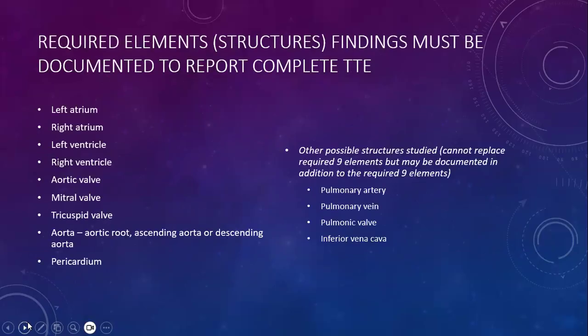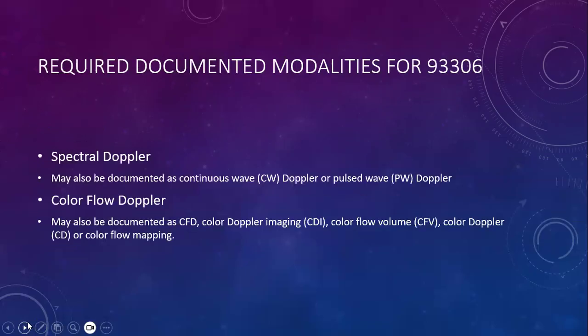If you're not familiar with echocardiography, you may say, what are the required elements? We have 9 required elements that are on the left side of the screen, as well as 4 that can be documented but are not required to build a full, complete TTE. The required elements are the left atrium, left ventricle, right ventricle, the aortic valve, mitral valve, and tricuspid valve, as well as the aorta that includes the aortic root, the ascending aorta or descending aorta, and the pericardium. Now, the non-required elements, but you may also see, are the pulmonary artery, the pulmonary vein, the pulmonic valve, and the inferior vena cava.